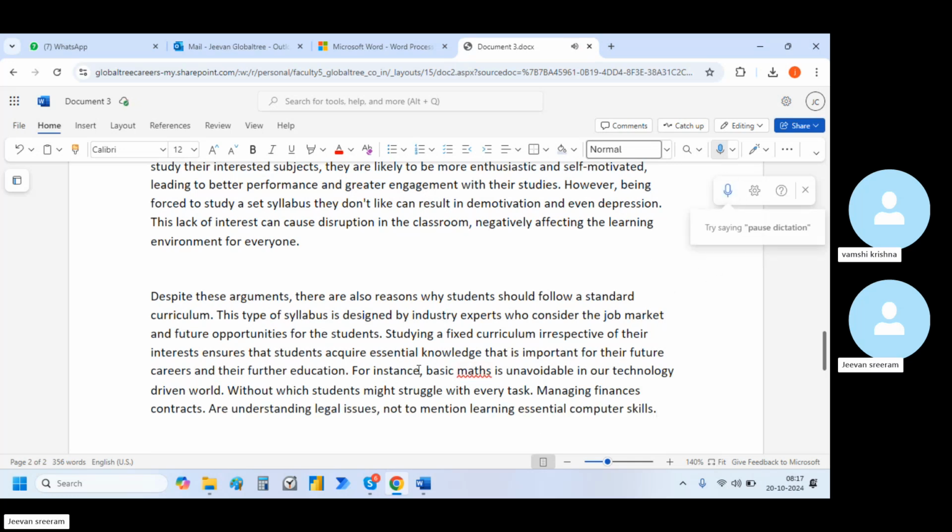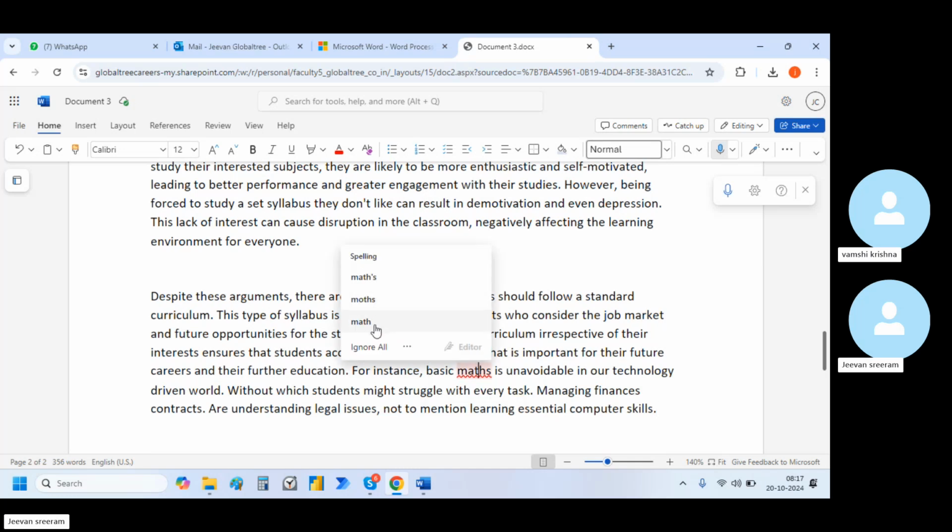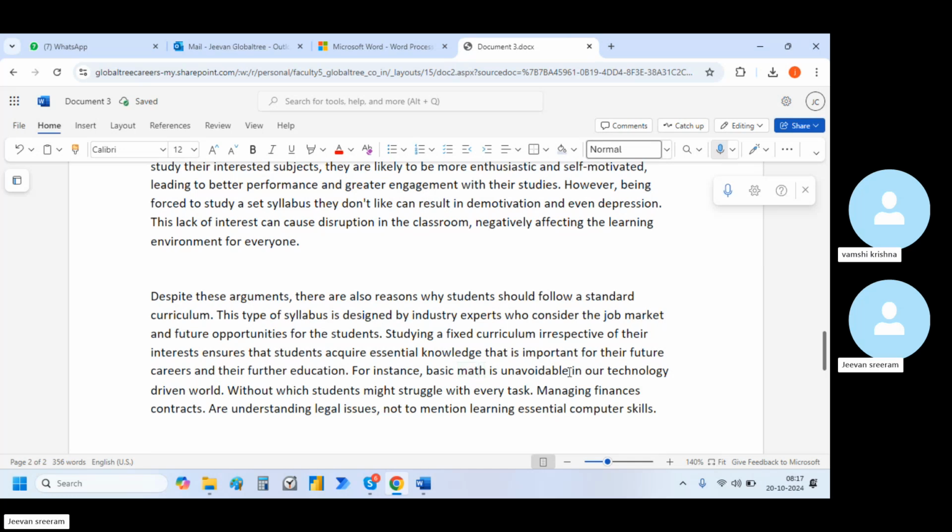Okay, buddy. So this is an example. If the student won't learn the important subjects, which are generally part of the fixed syllabus, they will definitely struggle in their future, right? For example, maths. If the student is not interested in math and he has skipped learning math at his school level, what happens? He can't manage anything once he grows up, right? So for instance, basic math is unavoidable.